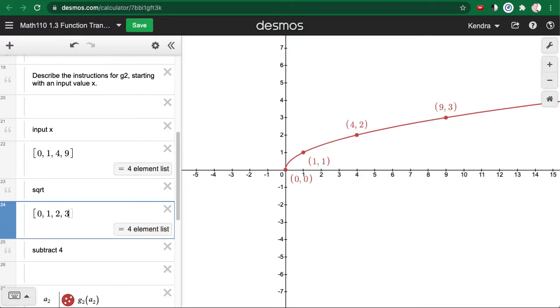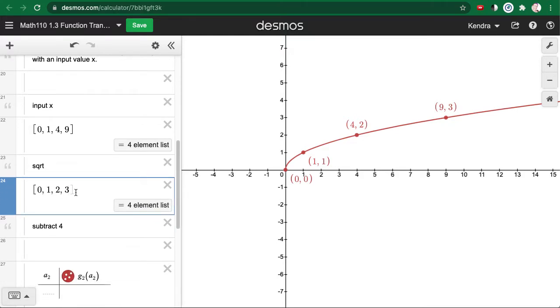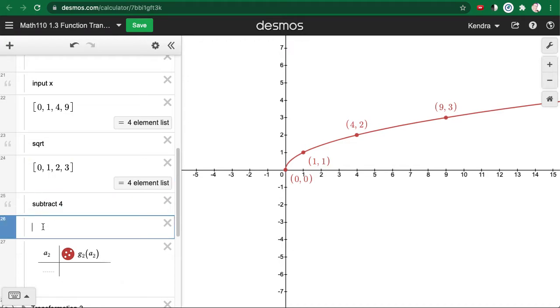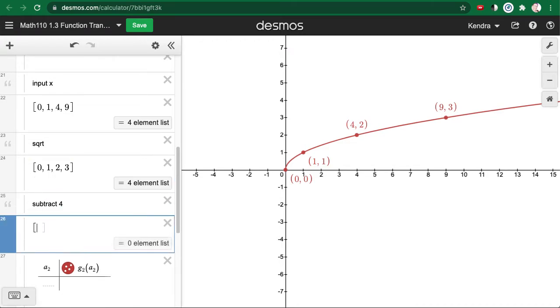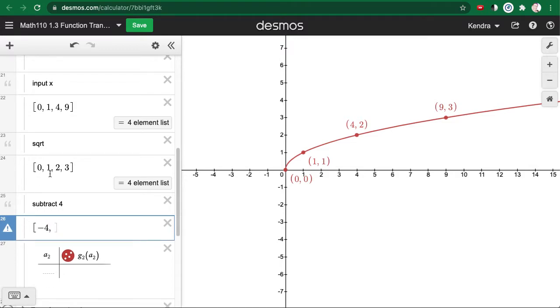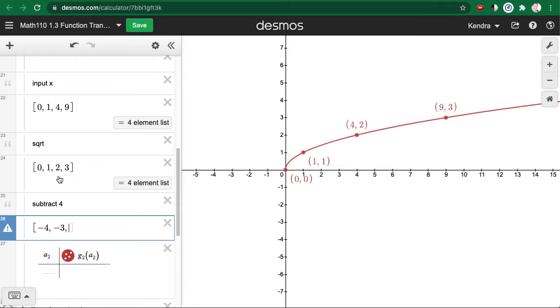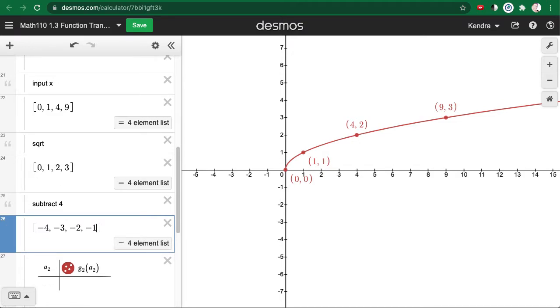All right. And now from each of those input values, following through the next step in the function, we subtract 4. So 0 minus 4 is negative 4, and 1 minus 4 is negative 3. 2 minus 4 is negative 2, and 3 minus 4 is negative 1. Okay, so this is tracking through those input values of my function. These should be the output values of g2.